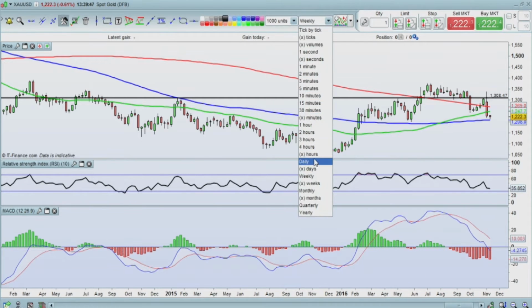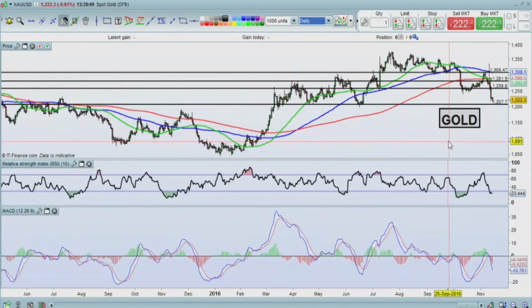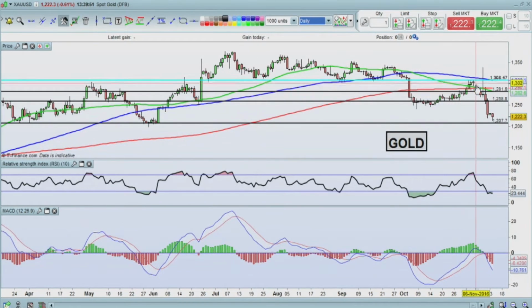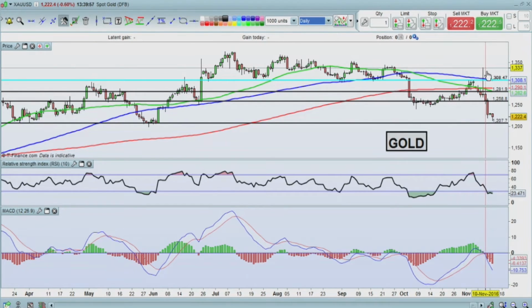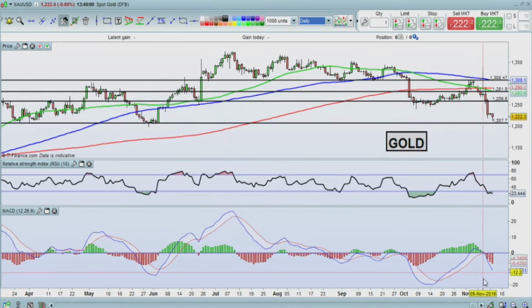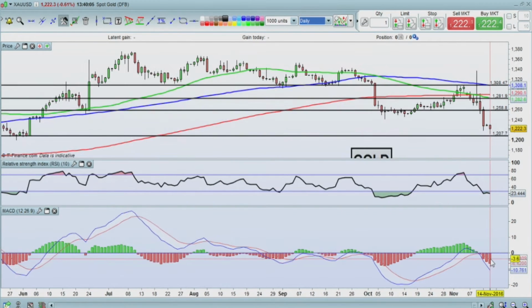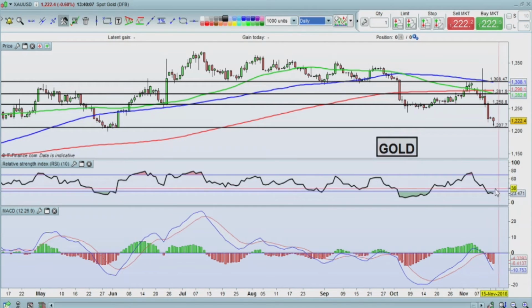Let's take a look at the daily chart to find where things are here. And you can see now the way in which this has come down. Recently had that spike last week when Donald Trump was first announced as president, but since then everything has turned around, including the price of gold. Look at this MACD. This is showing a very bearish stance here, but we are slightly oversold at these levels.